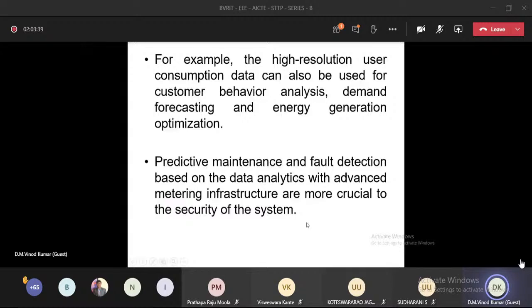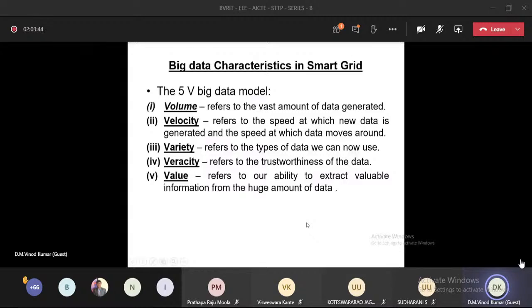When we are getting large data, most of the time people will call it big data. If you see the big data characteristics, there are 5 V's, as people call them. The 5V big data model: volume, velocity, variety, veracity, value. The volume refers to the vast amount of data generated, because we are getting large data. Velocity refers to the speed at which new data is generated and the speed at which data moves around. And variety refers to the types of data we can now use. There are several different types of data: analog, digital, text, etc.